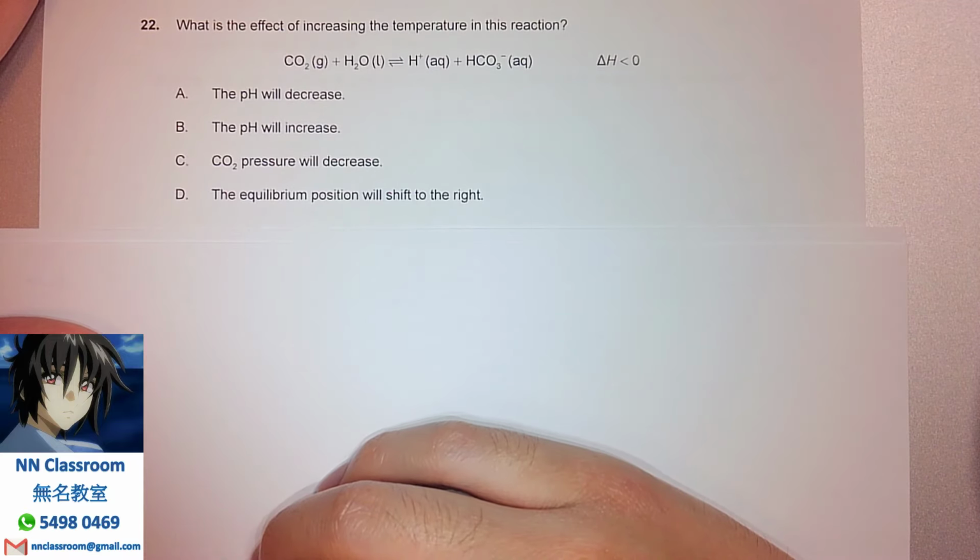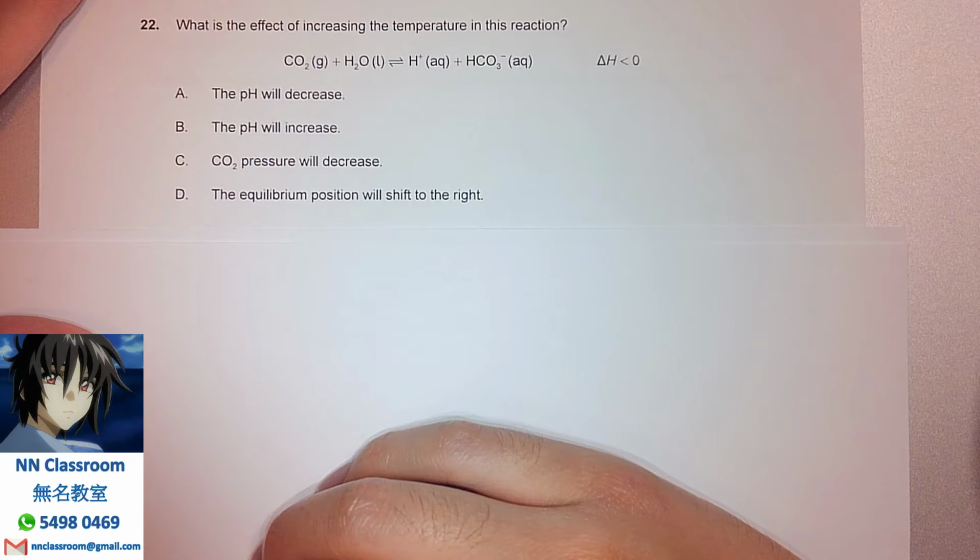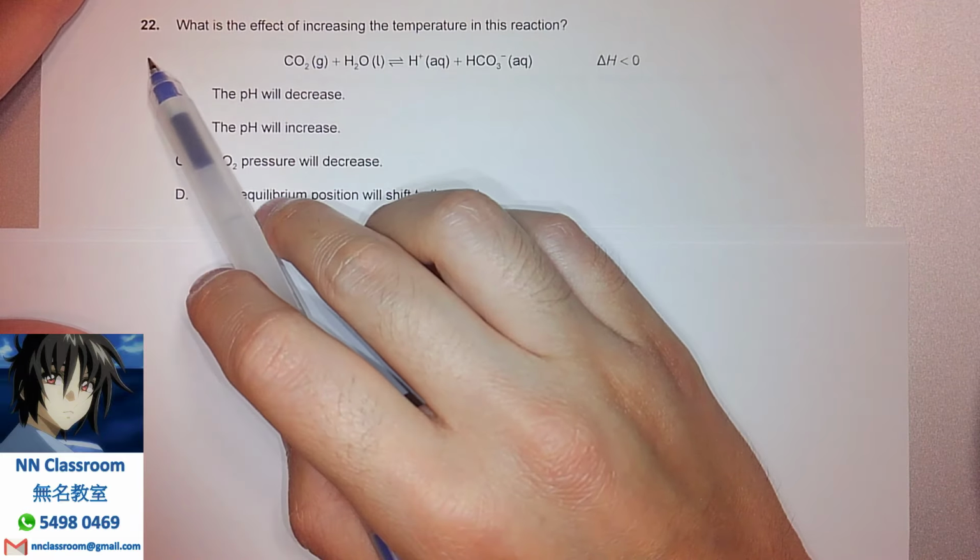Today, I'd like to share with you a past paper question related to our topic 7 in the chemistry syllabus, equilibrium, a really abstract physical chemistry topic, in the 2018 Time Zone 1 May paper. Question number 22. Let's see.